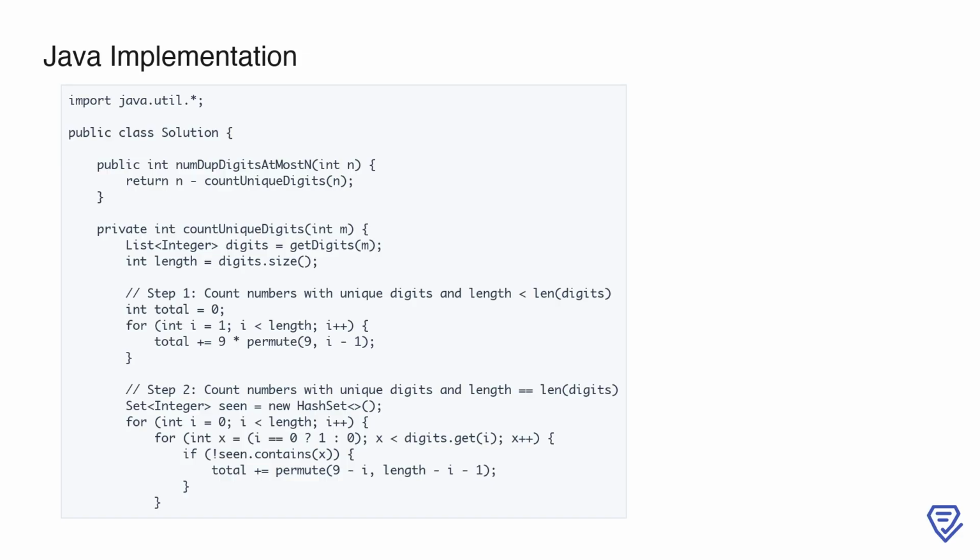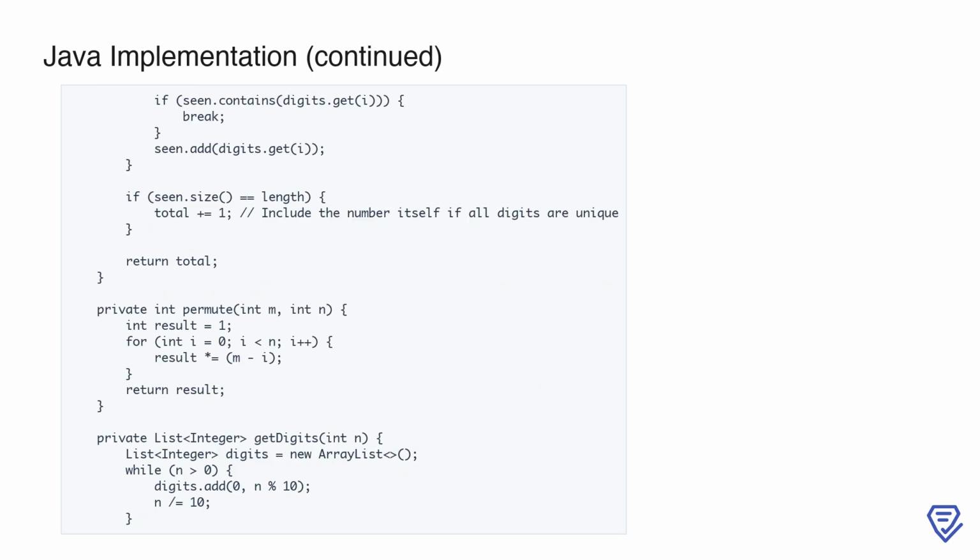Then, we begin by counting numbers with unique digits where the number of digits is less than the length of m. We achieve this by iterating through lengths from 1 to length minus 1, calculating possible numbers using the permutation function permute. This permutation accounts for the fact that the first digit has 9 choices, and subsequent digits have fewer available options to ensure uniqueness.